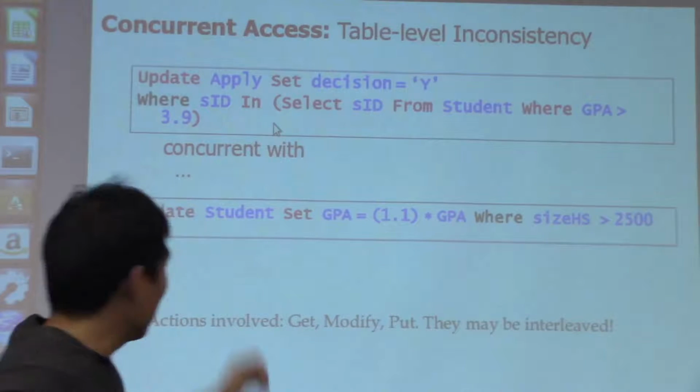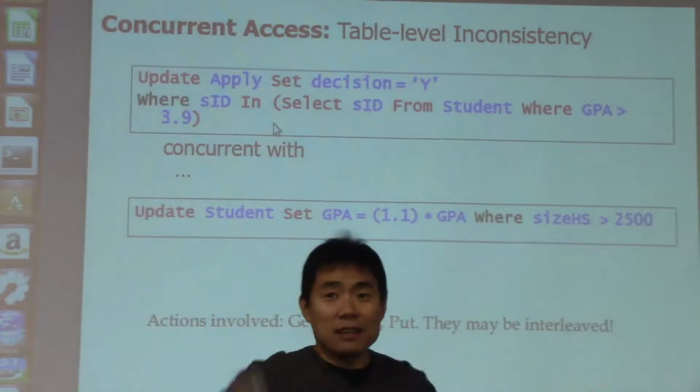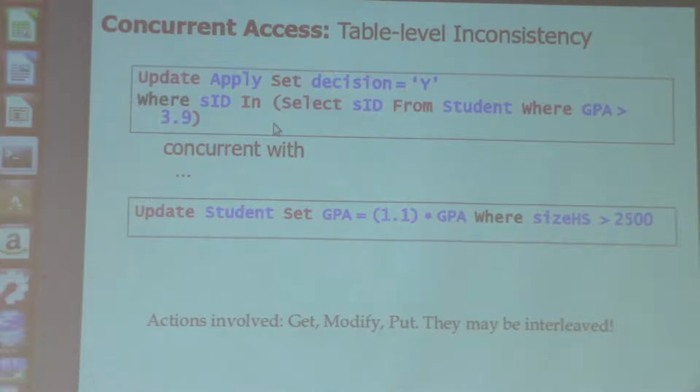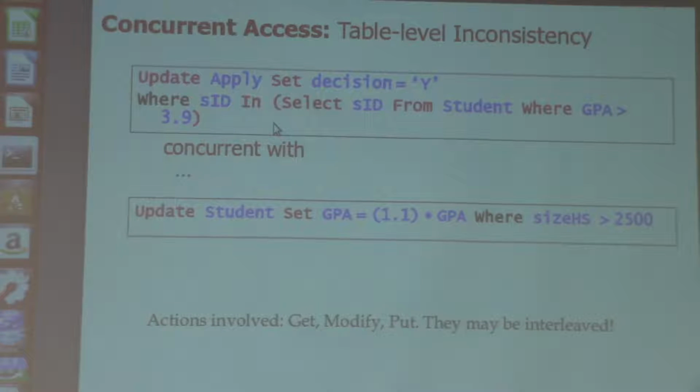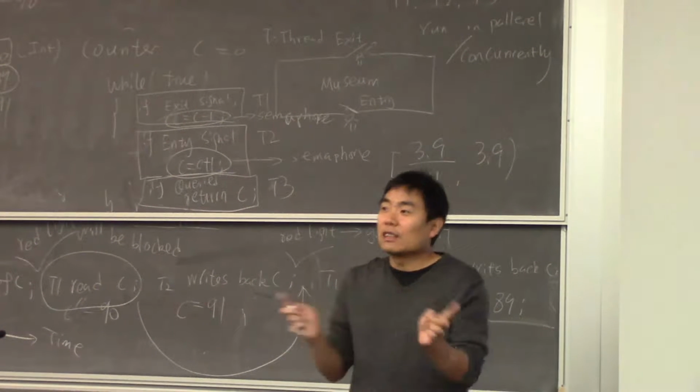But the problem with this is that somebody else might be updating the GPA value of those students concurrently. And this is an even bigger problem than the first problem we have seen. Why? Because this actually affects the entire table. Let's say you have 1,000 students initially with GPA greater than or equal to 3.9, and then another 2,000 students with GPA that is roughly equal to this. You follow me? In particular, in this range. For all students in this range, your decision is ambiguous.